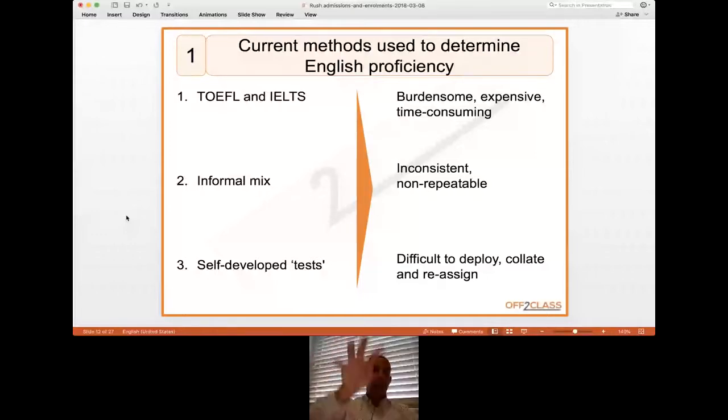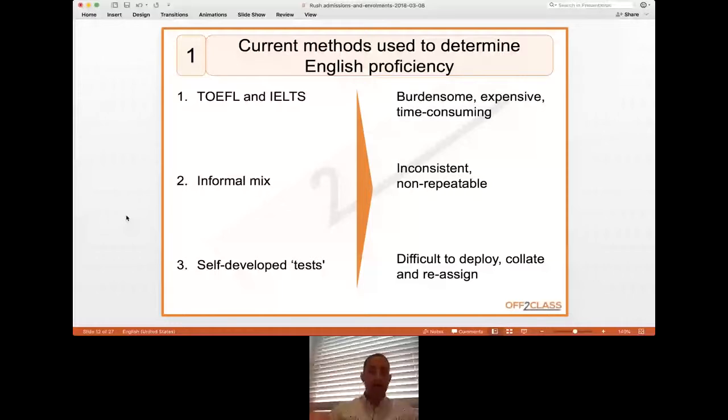Picture a Google form where the student answers a series of multiple choice questions, and then the school usually would manually grade it. Sometimes there's some auto grading worked into that. And then as far as deploying it, collating the results, reassigning it, all those elements, that's really going to be a highly manual process. So the administrator is going to have to collect those results, assess them, and attach them to the student's file.